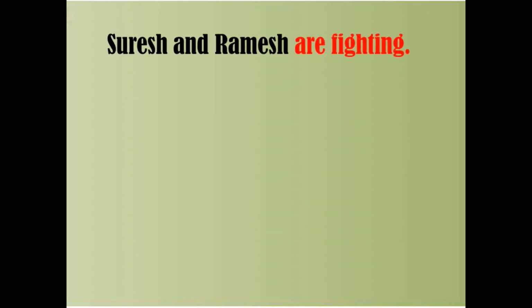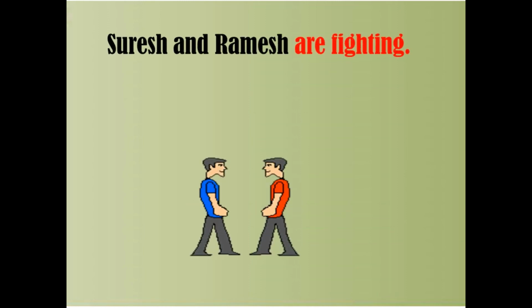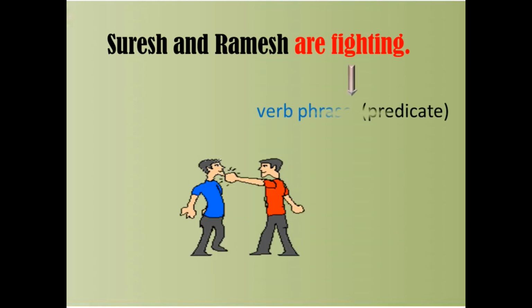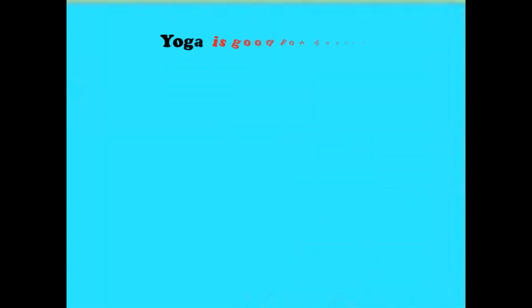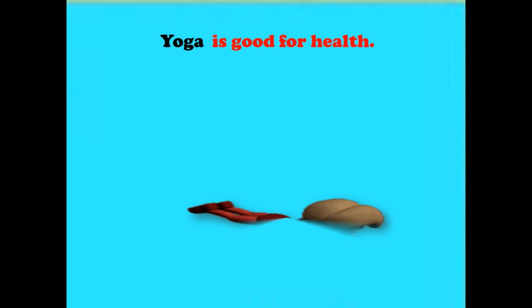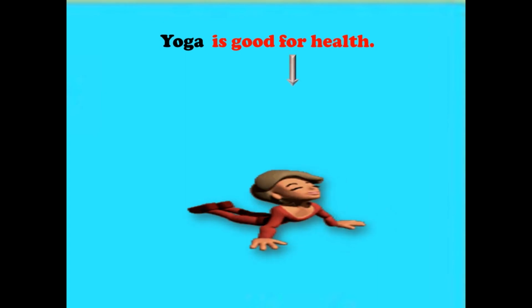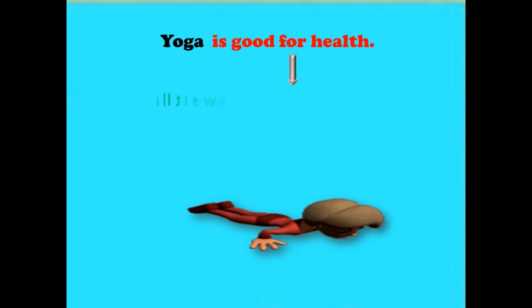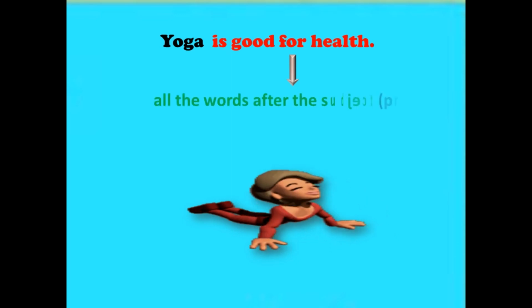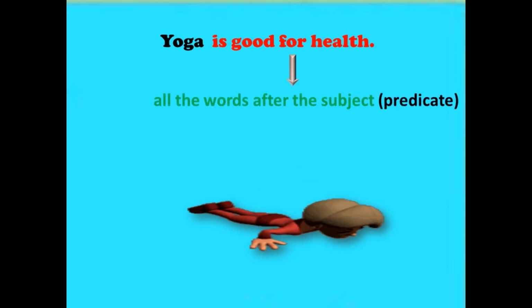Suresh and Ramesh are fighting. Here, are fighting, verb phrase, is the predicate. Yoga is good for health. Here, is good for health, all the words after the subject yoga, is the predicate.